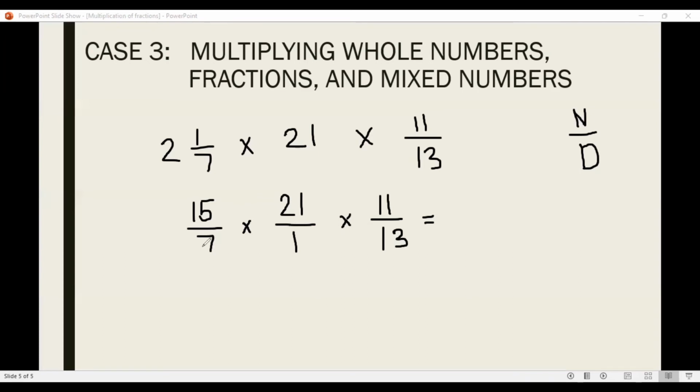Now, looking into this, 7 and 21, so you know that 21 is one of the multiples of 7. So, therefore, we can actually cancel that. So, we can reduce the 21 over 7 into 3 over 1. Okay? So, the problem that we have now is simply 15 times 3, and that is equivalent to 45, and then 45 multiplied by 11.